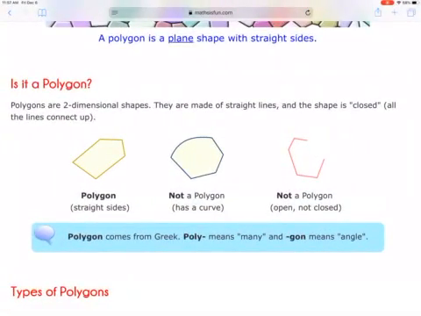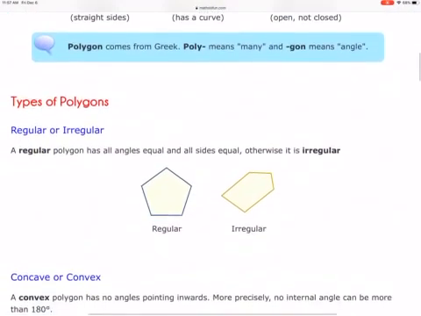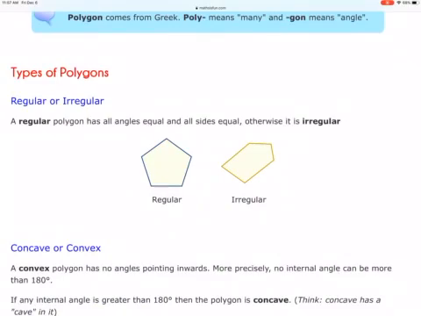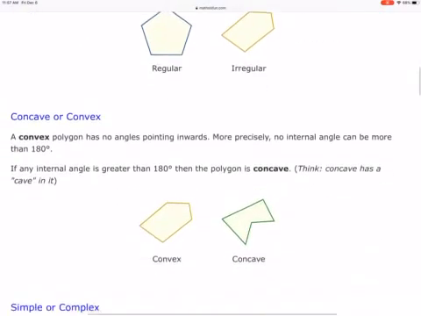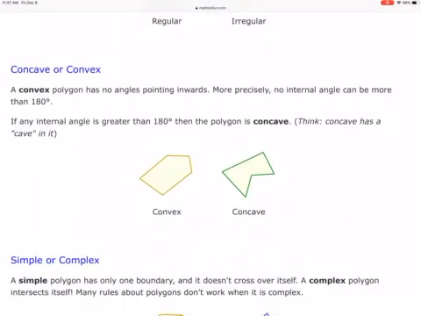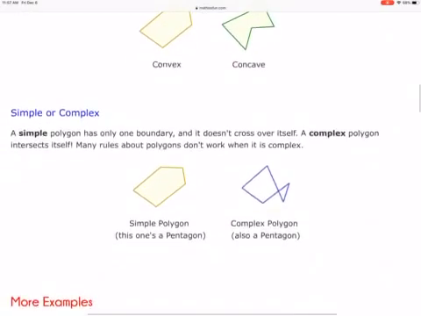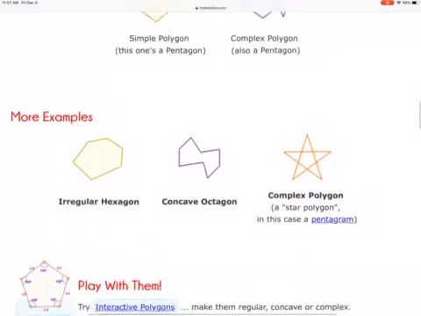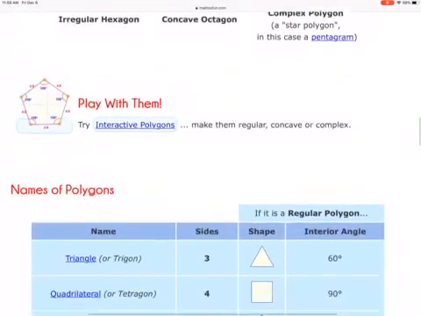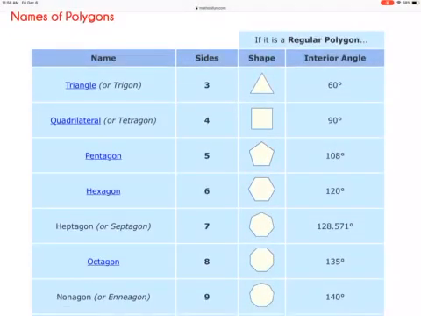You can see here on the left that it has straight sides. In the middle, that's not a polygon because of the curve, and then when it doesn't close, we don't have a polygon. Types of polygons could be regular or irregular. Regular means all sides congruent, all angles congruent. They could also be convex or concave, simple or complex. There are more examples.